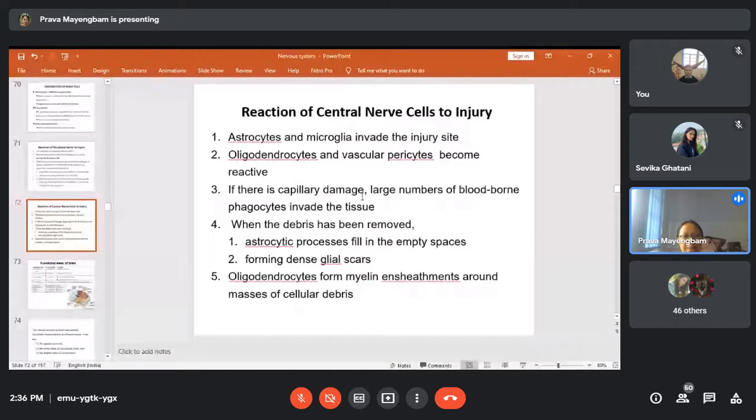Then what will happen? Side by side, there will be initiation of more and more oligodendrocyte formation, and these oligodendrocytes will form the myelin and segments around the masses of cellular debris. That's how the central nerves will respond.